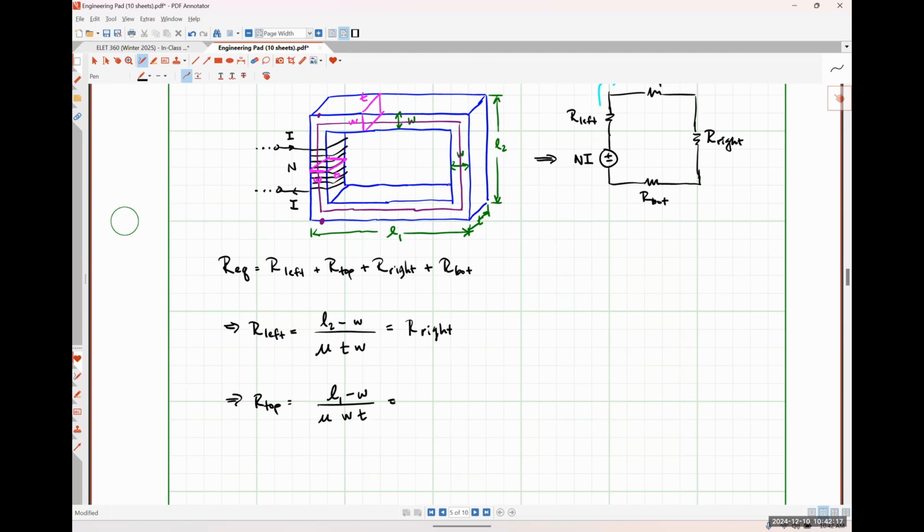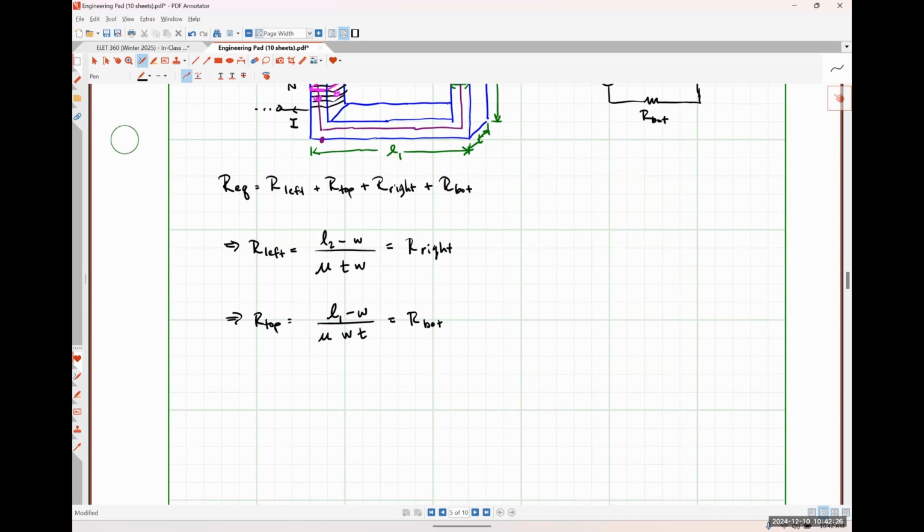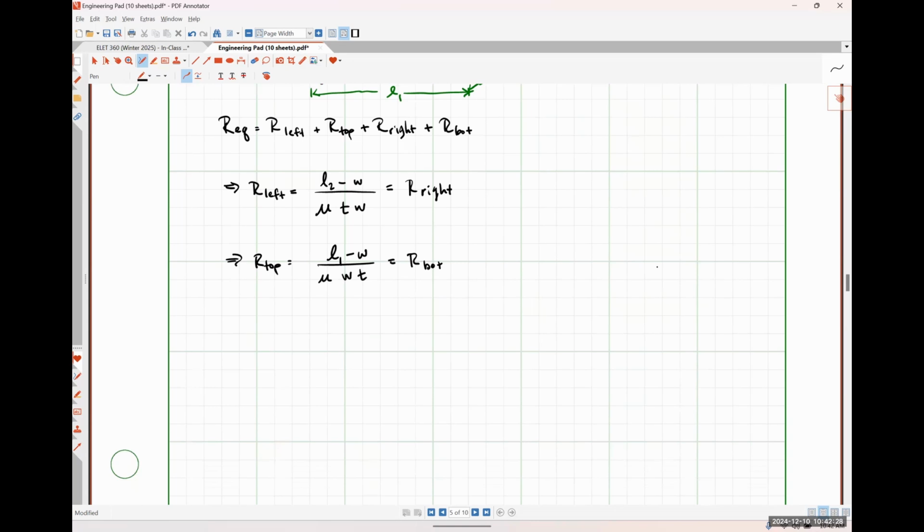And we can see very easily by inspection that the reluctance of the bottom is the same as the reluctance of the top. And so R_EQ is just going to be twice R left plus twice R top.